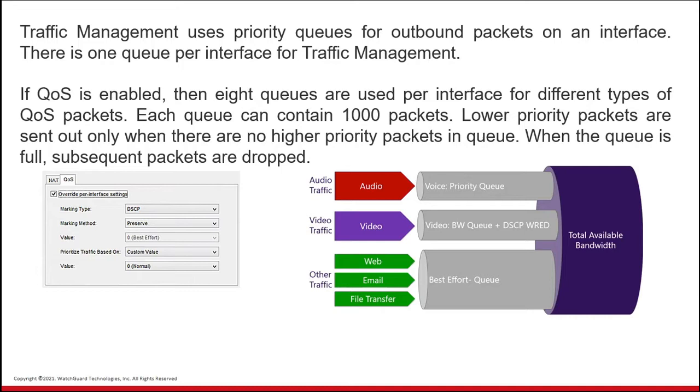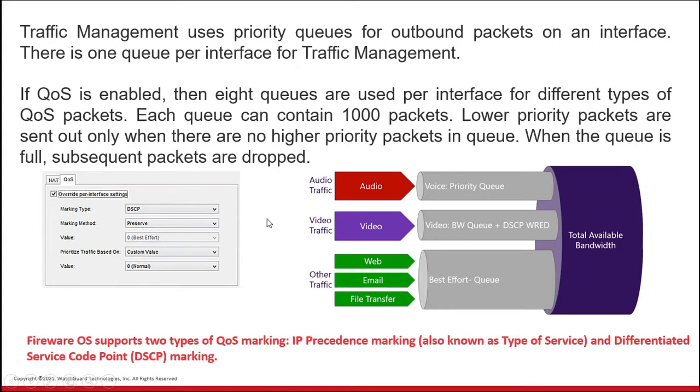Now, when it comes to the lower priority packets, they are sent out only when there are no higher priority packets in the queue, right? When the queue is full, subsequent packets are going to be dropped. This is why we have different queues. We can assign the marking on the queues depending on the type of the traffic, which one is going to be a higher priority to be sent first. So in some scenarios, for example, audio traffic and video traffic have more priority over web, email, and file transfer. Streaming or voice over IP, or sometimes control traffic, is given more priority over the others.